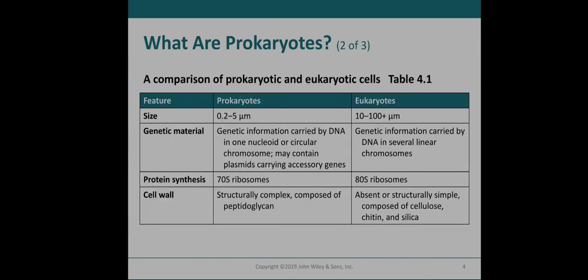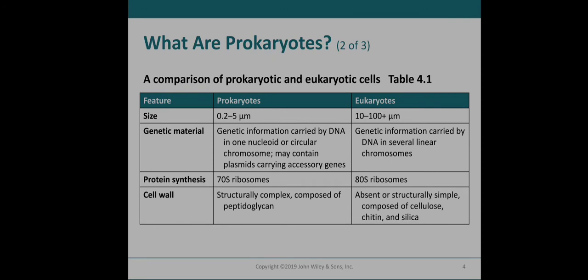Here is a table comparing the prokaryotes and the eukaryotes. In terms of size, prokaryotes are significantly smaller than the eukaryotes. As you can see, they range from around 0.2 to 5 micrometers, whereas eukaryotes are around 10 to 100 micrometers. This is because eukaryotes have a nucleus and membrane-bound organelles inside them, which makes them bigger.